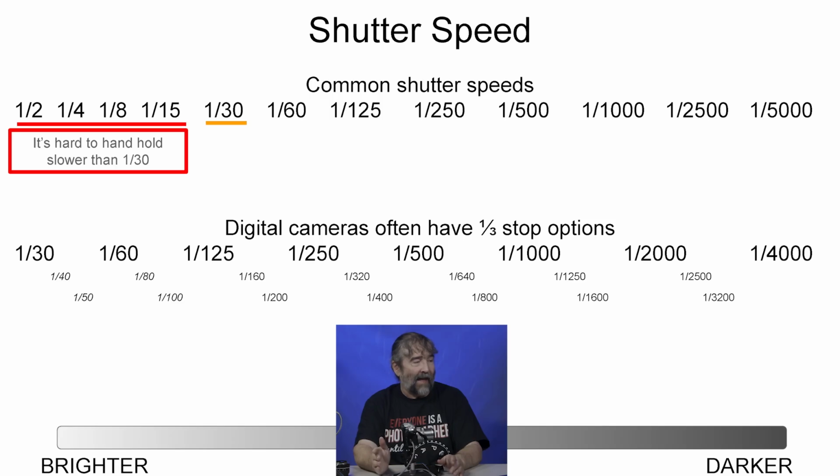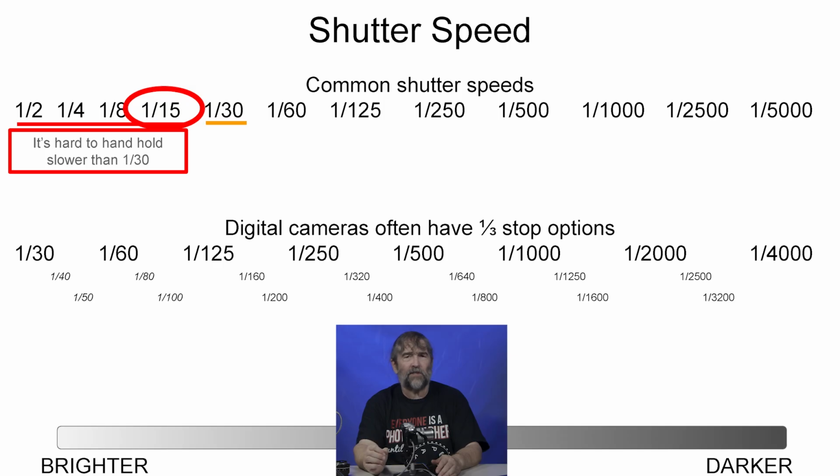Now, there are commonly used ways to do this. And just like with the iris, if we change by 1 stop, we're either letting twice as much light through or half as much light through. So we're multiplying and dividing by 2. So we start with 1 second, that's a nice place to start. Cut it in half, you have half a second. Cut it in half, you have 1/4 of a second. Cut it in half, you have 1/8 of a second. Cut it in half again, you have 1/16th of a second.